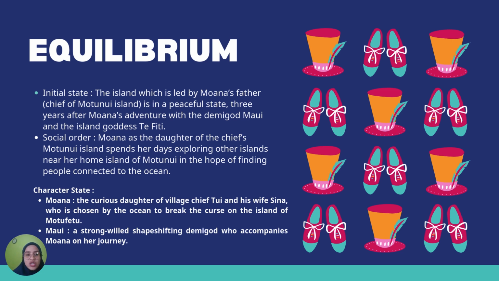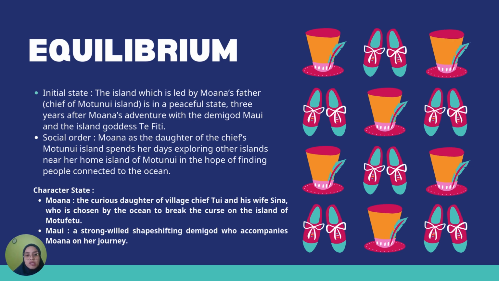The first stage is equilibrium. What is equilibrium? Equilibrium is the first stable state of the story. In the story of Moana, the initial state is the island, Motunui Island, led by Moana's father, the chief of Motunui Island. It is in a peaceful state.